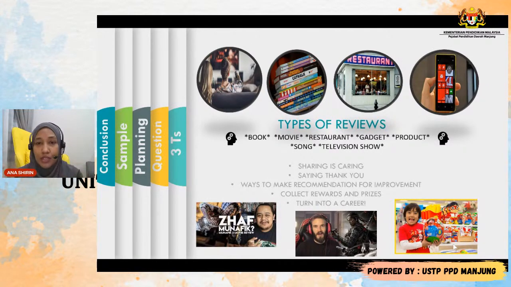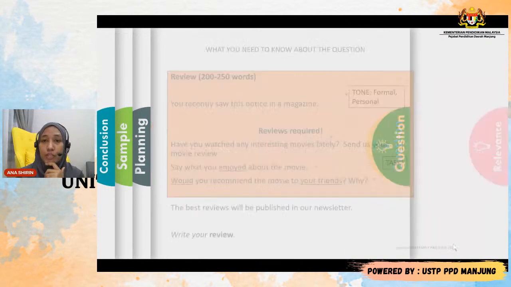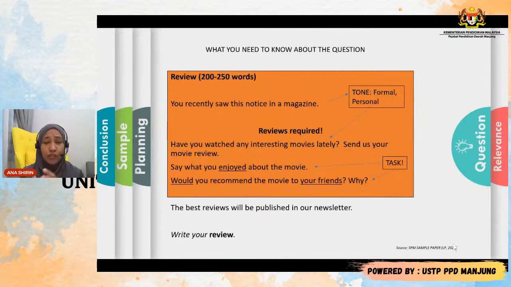And I would say it's now considered a social responsibility to provide reviews for anything that you purchase or consume, because it would allow other people to have a pre-idea before they step into it. So reviews are actually very relevant to your life, and I really like that they have included it in the 1119 paper. So let's look at the question.